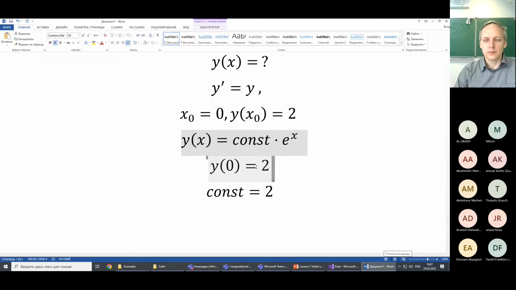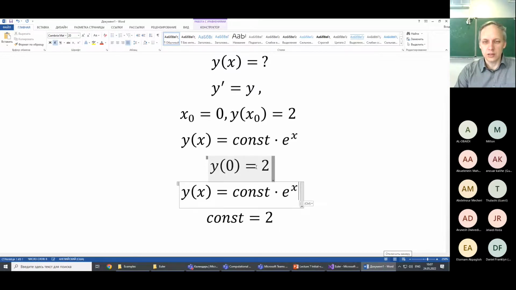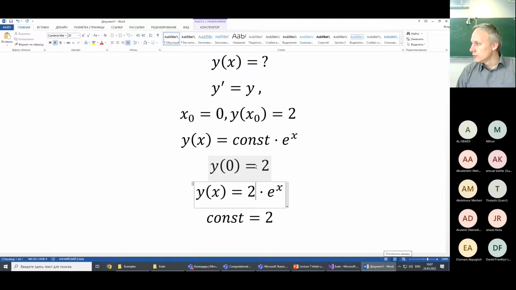So the partial solution that satisfies this initial condition is 2 times e power x.